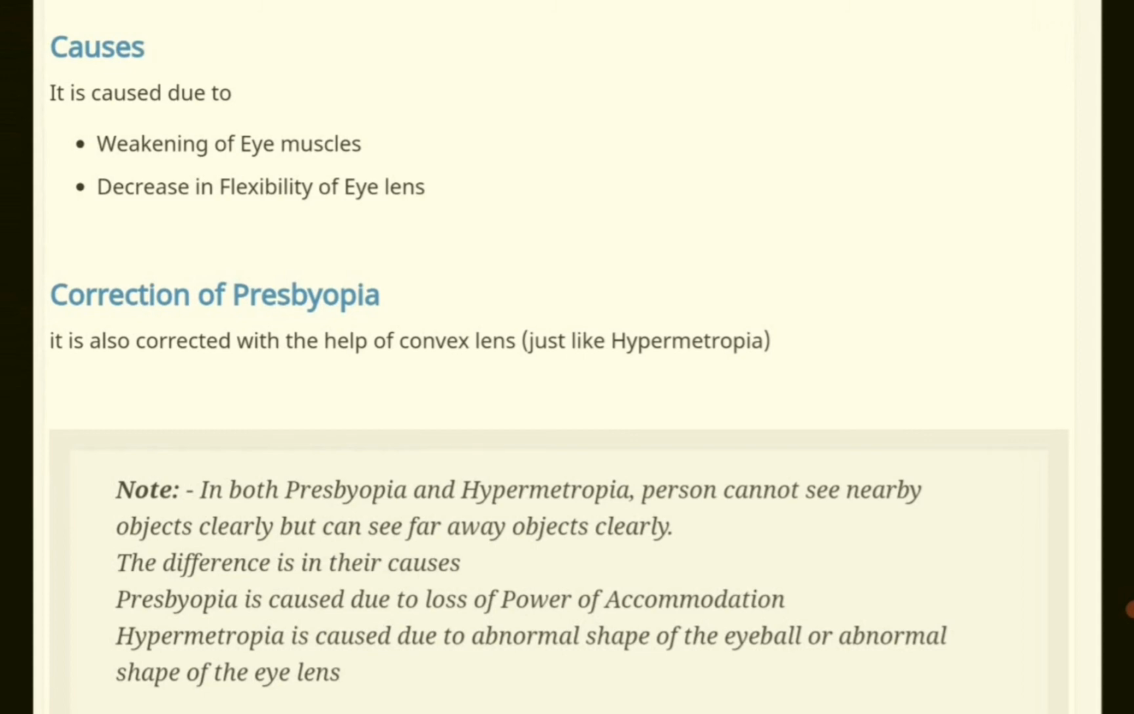In both presbyopia and hypermetropia, the person cannot see nearby objects clearly but can see faraway objects clearly. The difference is in their causes. Presbyopia is caused due to the loss of power of accommodation. Hypermetropia is caused due to the abnormal shape of the eyeball or the abnormal shape of the eye lens. These are two important differences between them.